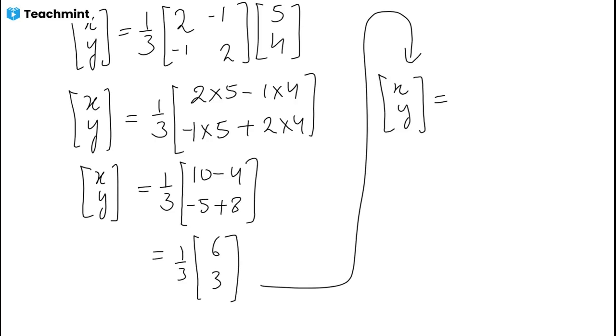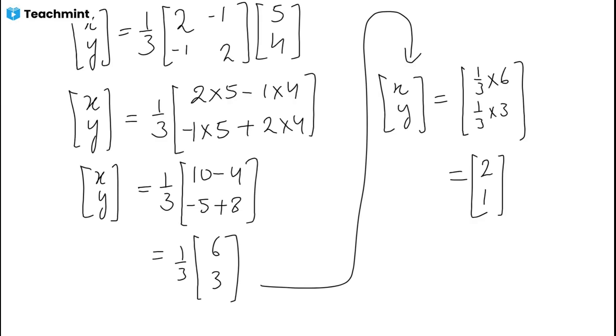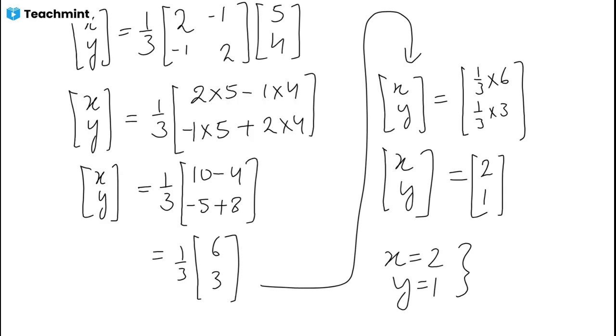Now just multiply this 1 by 3 inside. 1 by 3 into 6 and 1 by 3 into 3. So obviously we have 2 and 1 here. So just compare the elements on both sides. The first element, x, is equal to 2 and the second element, y, is equal to 1. So x is equal to 2 and y is equal to 1, and this is the solution.